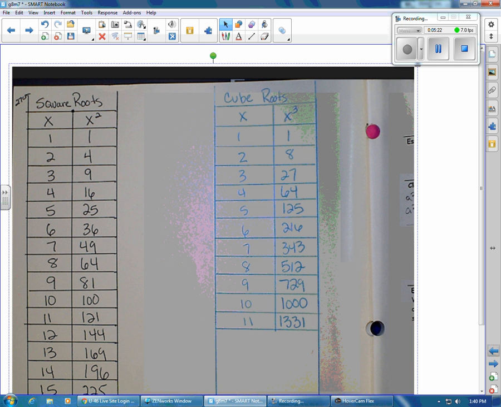What I'd like you to do is try to memorize your cube roots up to 10. Memorize your square roots up to 20 and memorize your cube roots up to 10. So go ahead and pause the video, take as much time as you need to create this chart, and then rejoin us as quickly as you can. We have some notes to take and then some problems to solve, and then you're done. Hopefully we'll be done within 15 minutes.